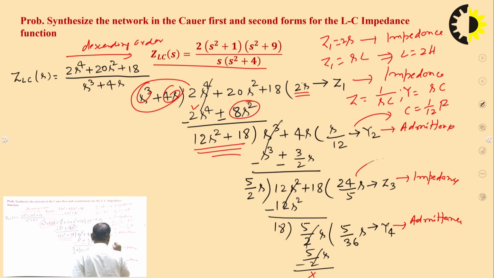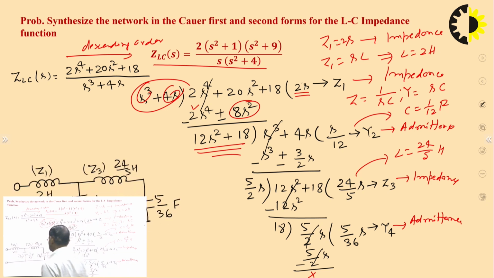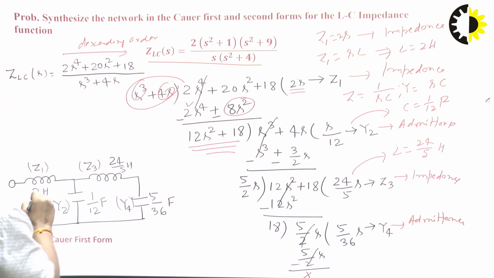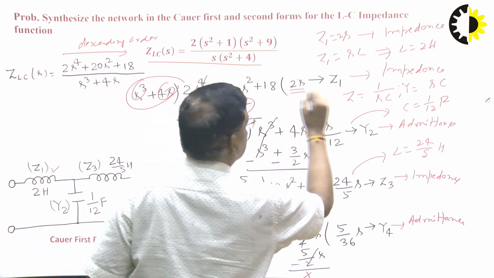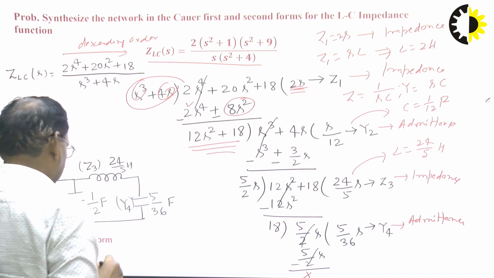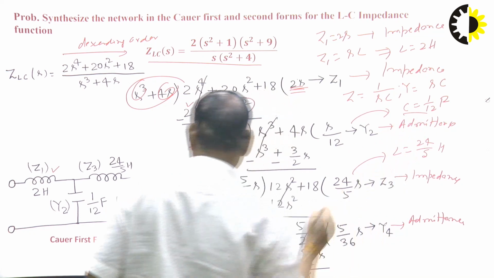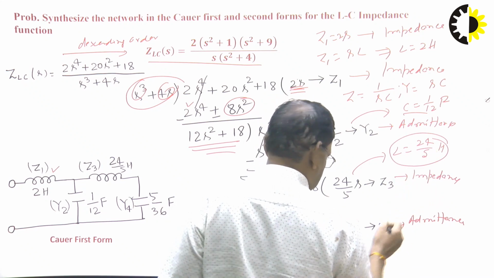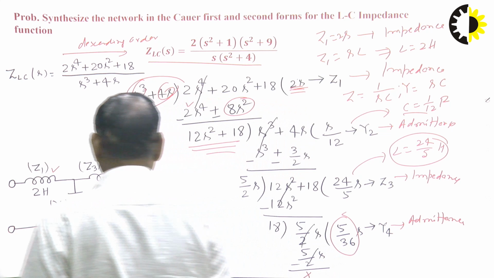This is the impedance. So here L is equal to 24 by 5 Henry, and this is 5 by 36. This way we can find the Cauer first form. This is the Cauer first form: an inductor of 2 Henry, then a capacitor of 1 by 12, then the inductor of 24 by 5, and this is the capacitor of 5 by 36.